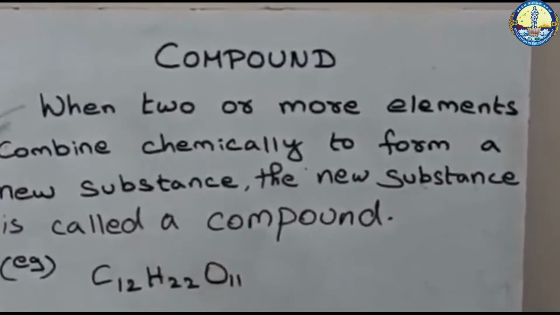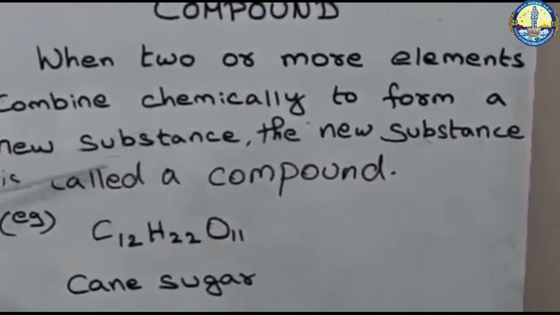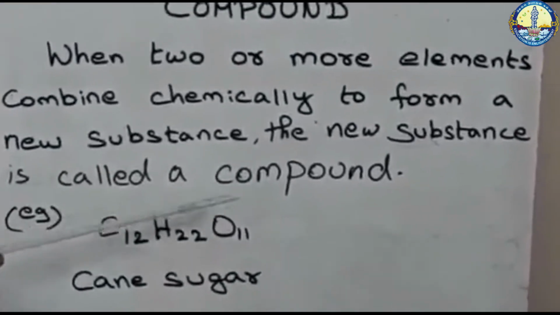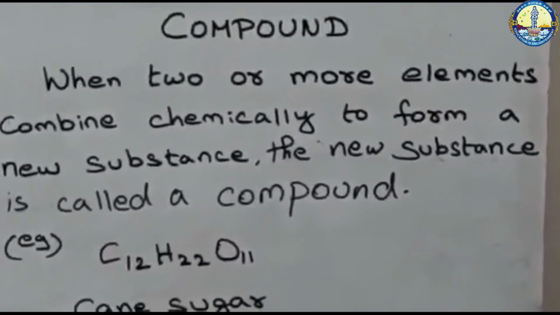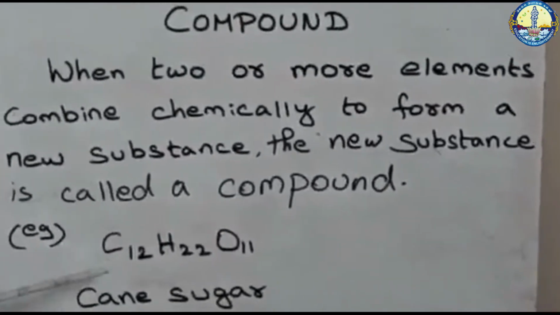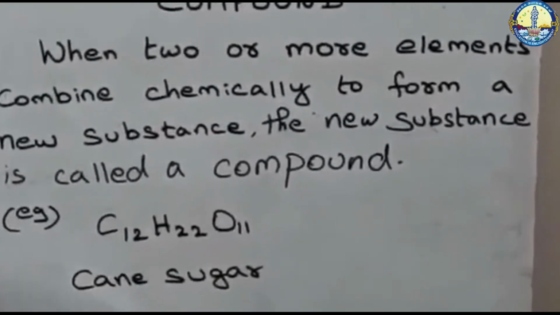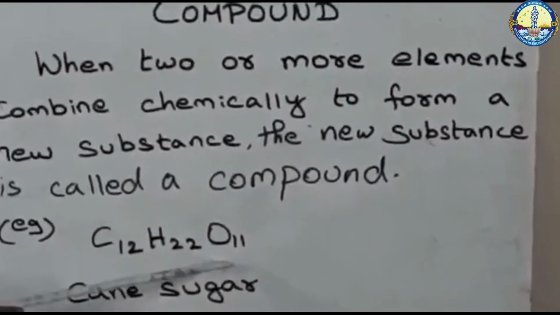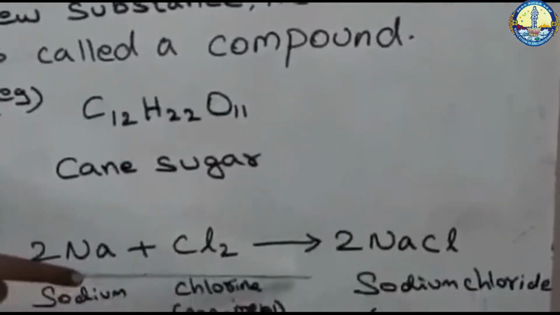Compound. When 2 or more elements combine chemically to form a new substance, the new substance is called a compound. Example, cane sugar. It is made up of 3 elements, carbon, hydrogen and oxygen. So the chemical formula of cane sugar is C12H22O11. The other example is sodium chloride.